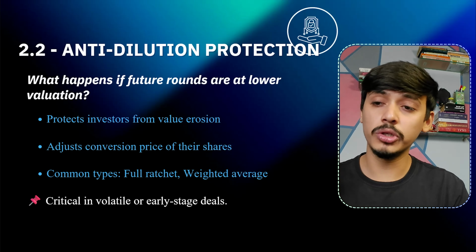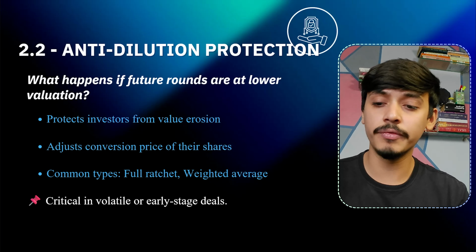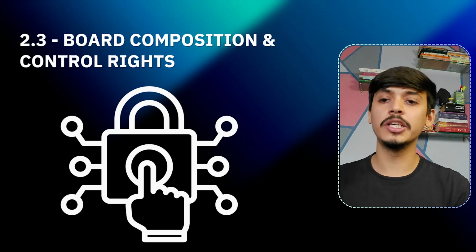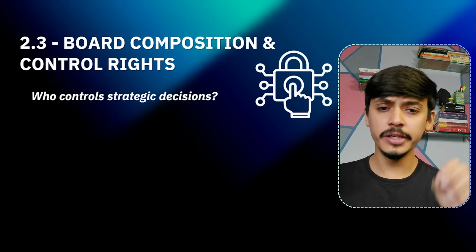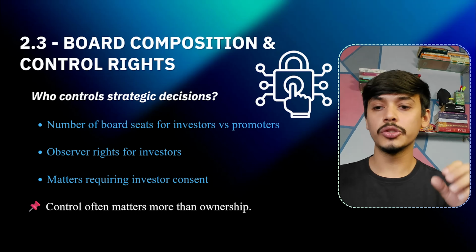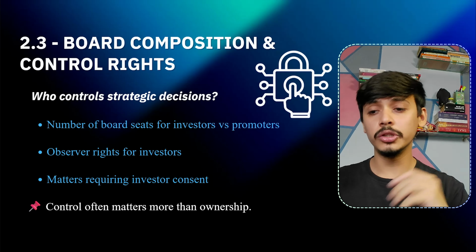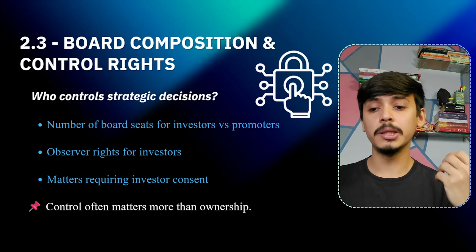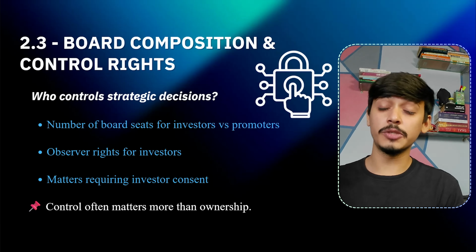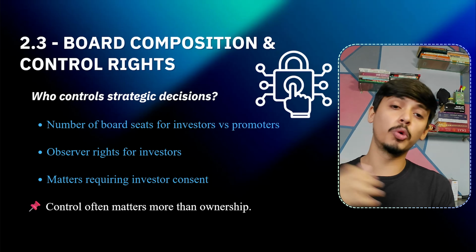So that is about clause number 2.2, which is anti-dilution protection, which takes care of the investors. The third clause that we have is board composition and control rights. This helps us understand who controls the strategic decisions that are taken into the business. So here the number of board seats for investors versus the promoters are discussed, the observer rights for investors, the matters requiring investor consent. This is very important because the control over the company's operation matters more than the ownership.